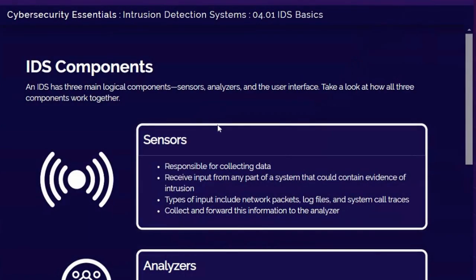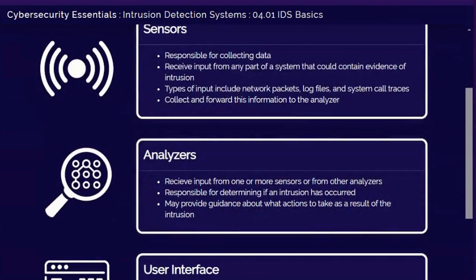All right, let's look at the IDS components. There are three main logical components: sensors, analyzers, and the user interface. The sensors are responsible for collecting data. They receive input from any part of a system that could contain evidence of an intrusion. That includes network packets, log files, and system call traces. It collects and forwards this to the analyzer.